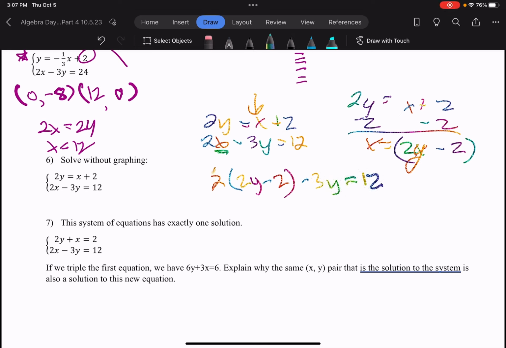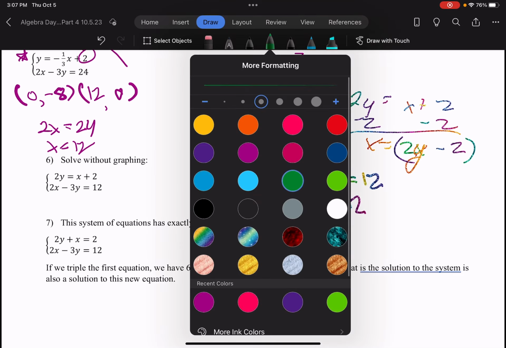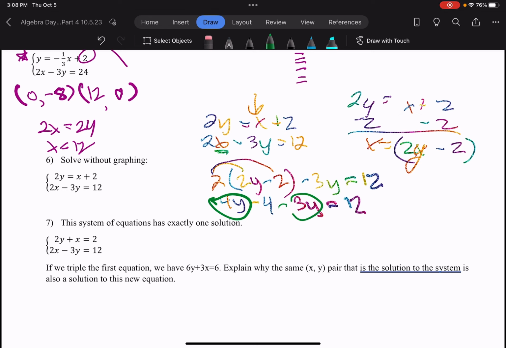Now my first step is going to be to distribute. So I'm going to get 4y minus 4 minus 3y equals 12. And then 4y minus 3y, because I'm going to combine my like terms here. I'm going to combine this with this. 4y minus 3y is going to leave me with just y minus 4 equals 12. And now I can add 4 to both sides, and I will get y equals 16. So that's part of my answer.